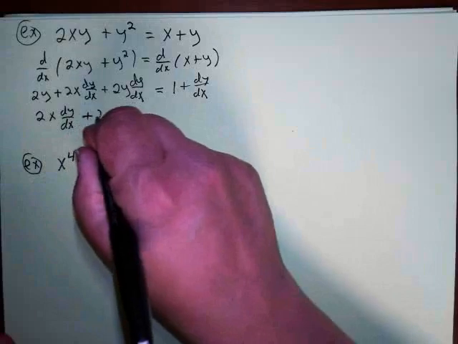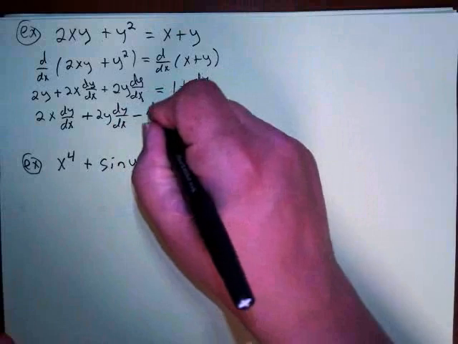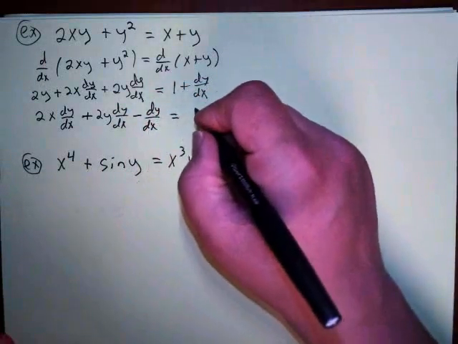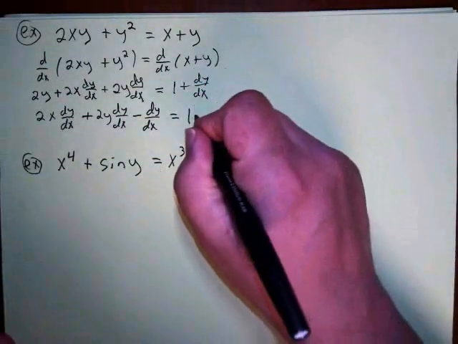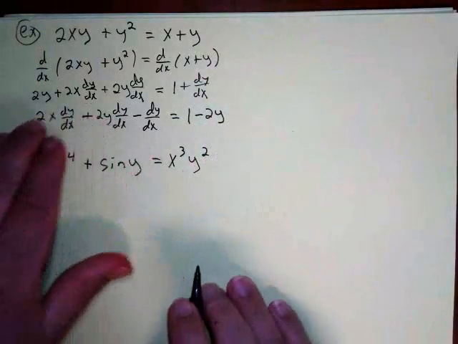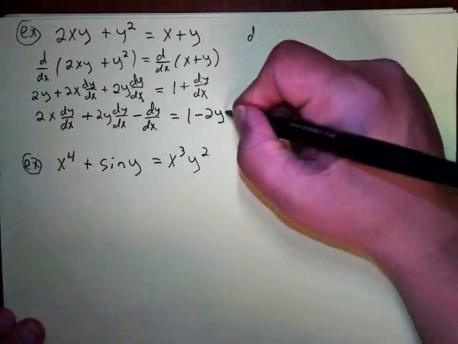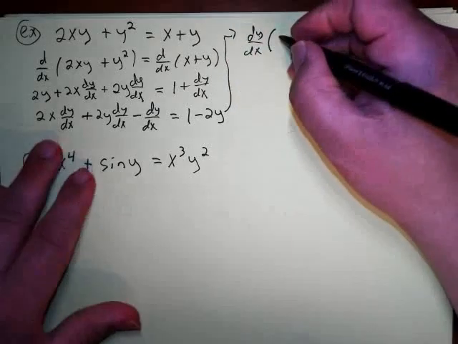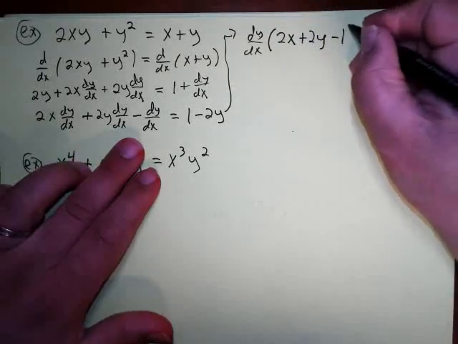plus 2y dy dx, and then moving that to the other side gives me minus dy dx. And then over here I have the 1, but I'm going to move this 2y over to the other side. So minus 2y. Okay. So now I'm going to factor out the dy dx here. And when I do, I get dy dx times 2x plus 2y minus 1.